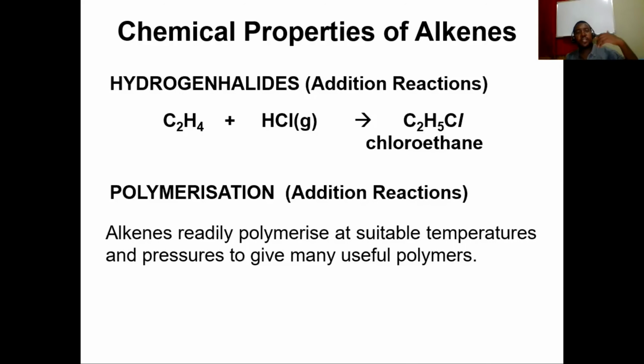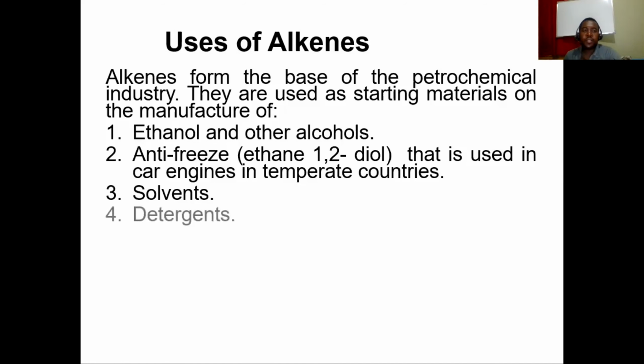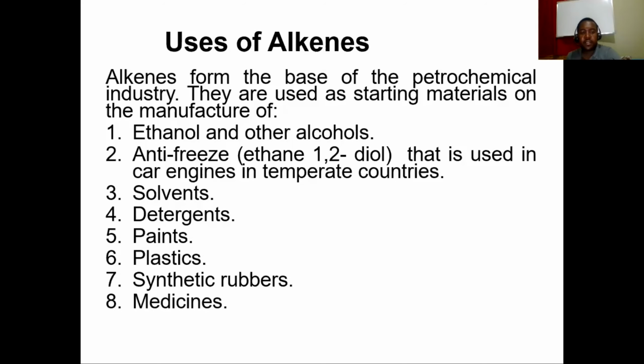Also, alkenes can undergo what is known as polymerization, which we're going to look at later. Uses: alkenes form the base of the petrochemical industries. They are used as starting materials in the manufacture of ethanol, which we just looked at, antifreeze that is used in car engines in temperate countries, solvents, detergents, paints, plastics, synthetic rubbers, and medicines as well.